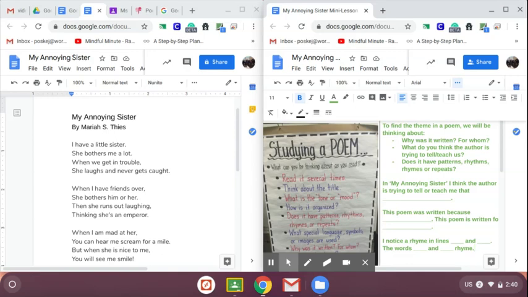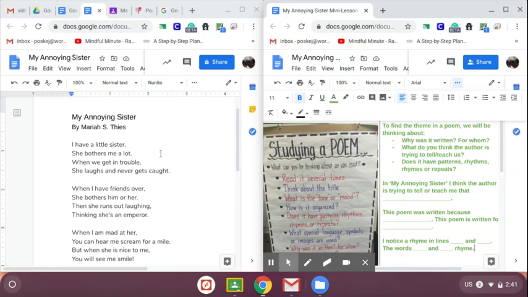So, to find a theme in a poem, remember a theme is a big idea, a lesson, something important that the author is trying to tell us and teach us. So, in today's poem, we're going to be looking at the theme, okay? Thinking about what is the theme of My Annoying Sister. To find the theme, we will be thinking about a couple of things. Why was this poem written? And who was it written for? What do you think the author is trying to tell us or teach us? And then, do you see any patterns, rhythms, rhymes, or repeats?